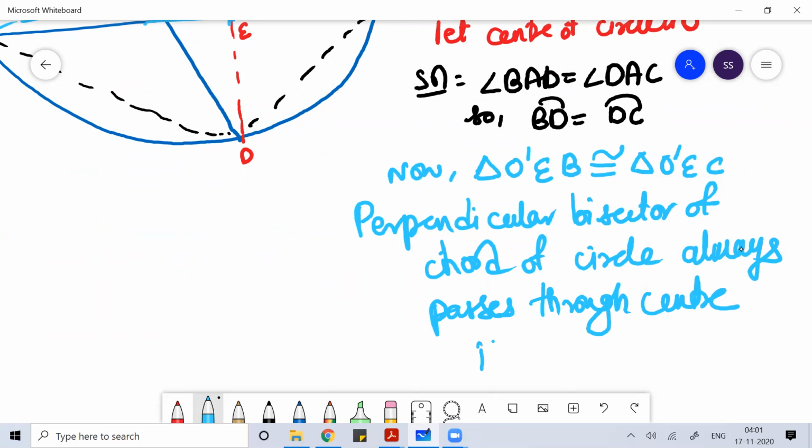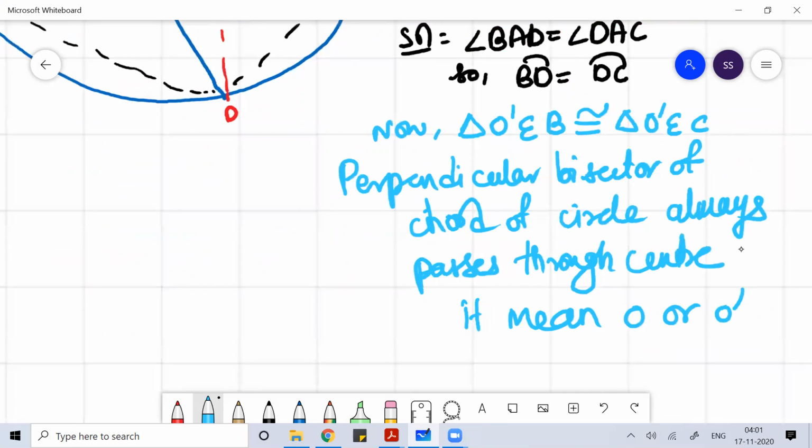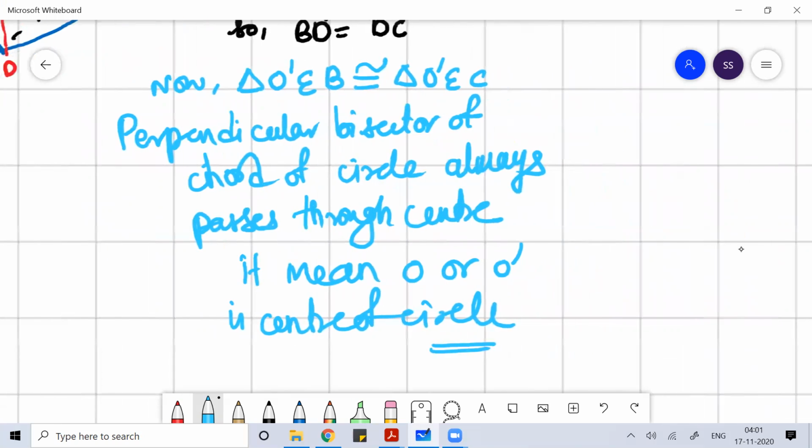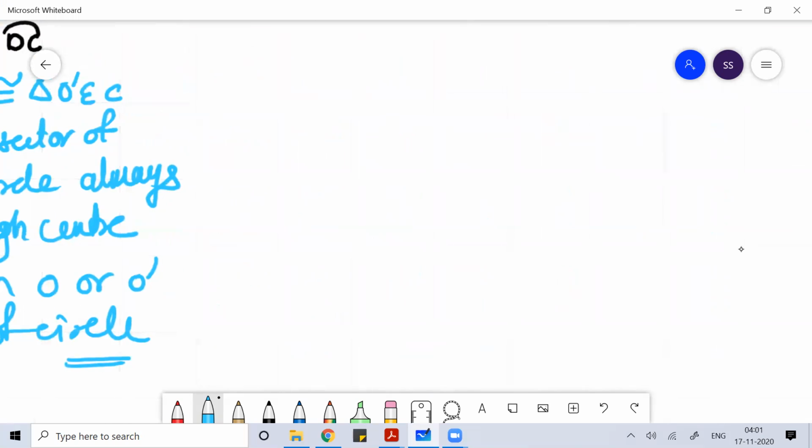So it means O or O' is the center of the circle. Are you getting me? So there's no point called O'. There's no difference between O and O'. Okay, so both mean the same thing.